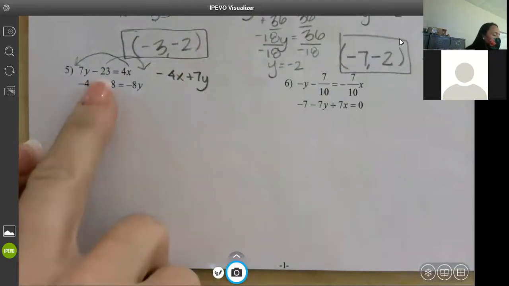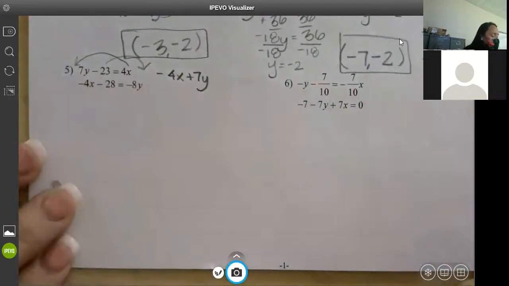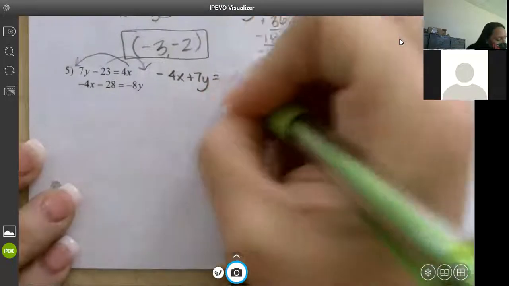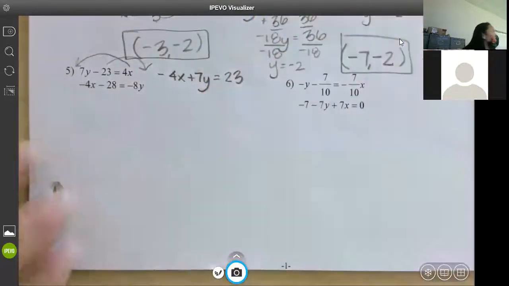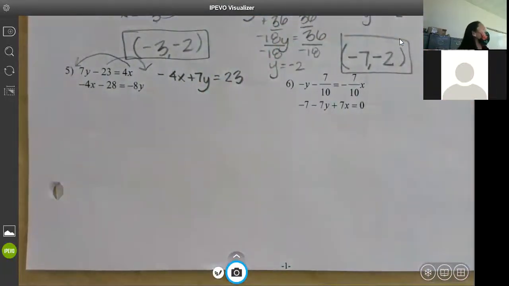And the 23 is on the wrong side, so how do I get it on the correct side? So it turns into a positive 23. You do not have to show the work to move it around unless you just need to, okay? So look at the next one.